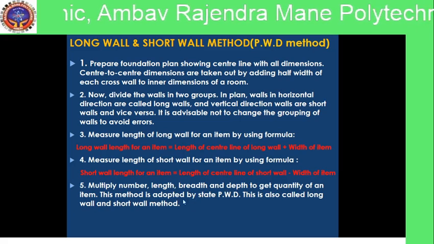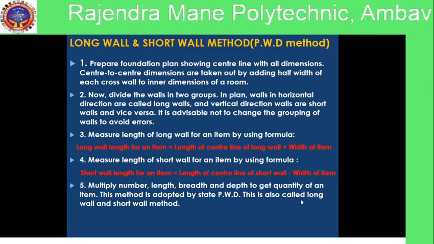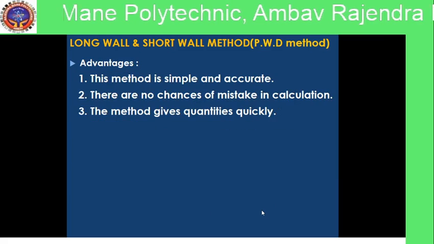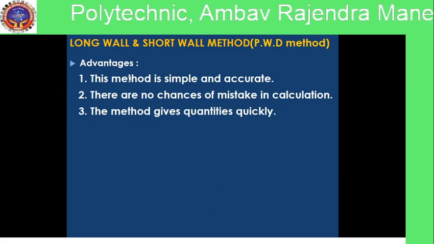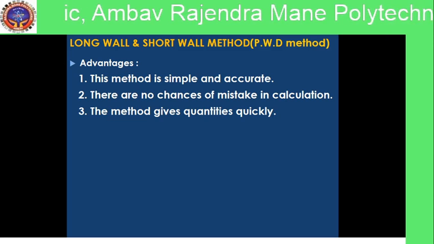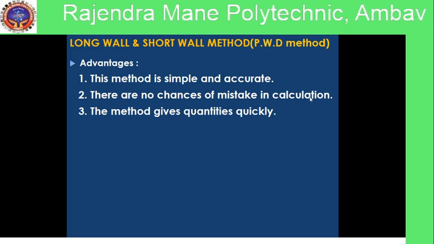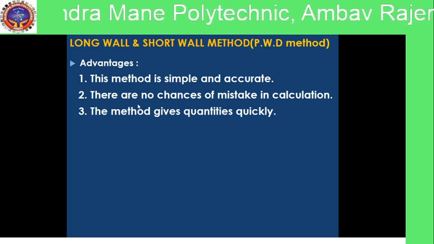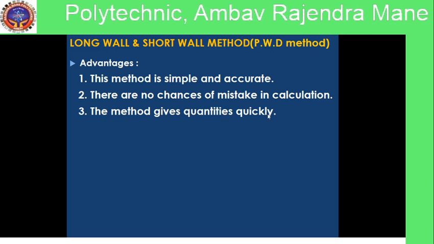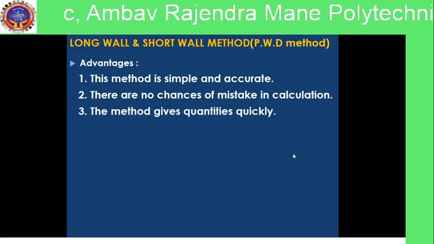This method is adopted by state PWD. It is also called the long wall and short wall method or separate wall method. The advantages of the long wall and short wall method or PWD method are: this method is simple and accurate. There is no chance of mistake in calculations because we consider each wall separately. The method gives quantities quickly. These are the advantages of the long wall and short wall method.